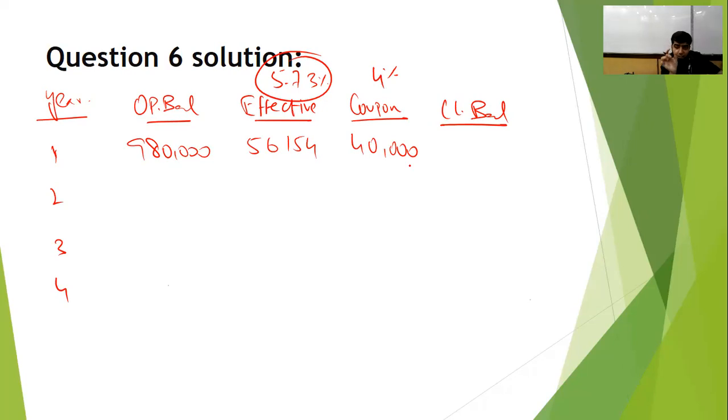We will inject that balance amount. And what is that balance amount? That is 16,154. You earned an amount of 56,154, but you will be receiving cash of only 40,000. So what about the $16,154? The company is saying that we will add this amount to your investment. It means you invested 980,000, you earn interest of 56,154, that means 980,000 plus 56,154. Your total investment was 1,036,154, and we are paying you 40,000.